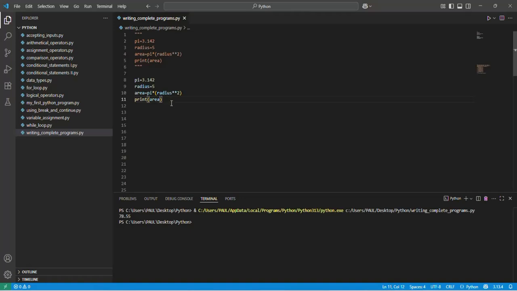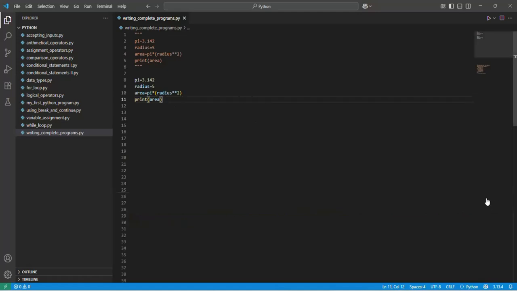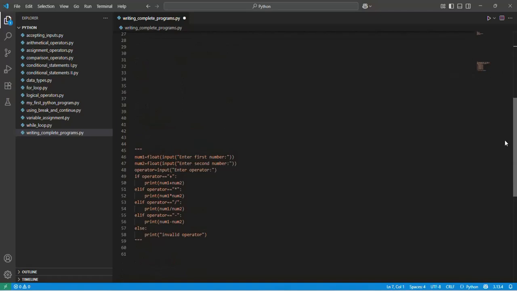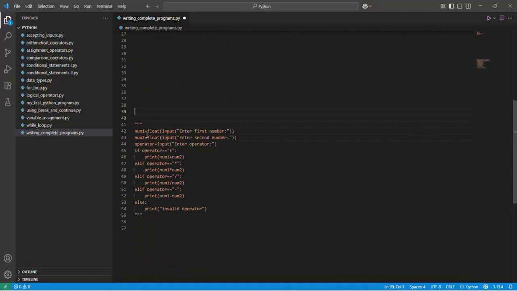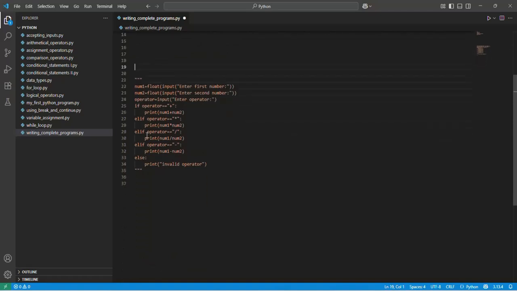Okay, now we are going to look at how to write a calculator program. And now this is how the program looks like.